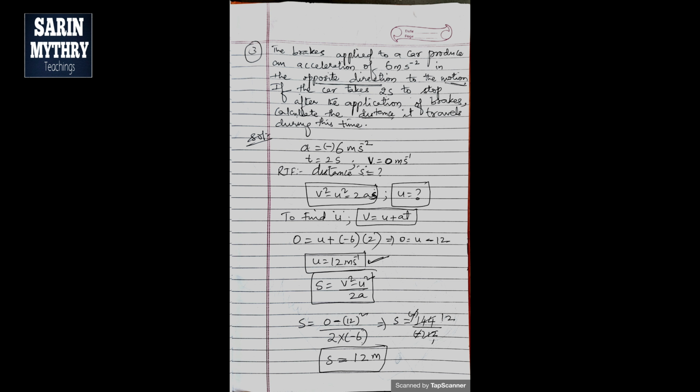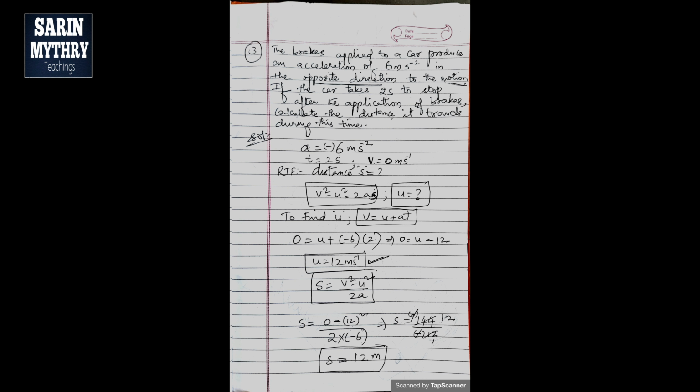Once we get the initial velocity, we can find out the distance. That is s equal to v square minus u square by 2a. By this formula, we can find out the distance. Therefore, s equal to final velocity, that is 0, minus initial velocity 12 square, by 2 into minus 6. So s equal to 0 minus 12 square by 2 into minus 6.